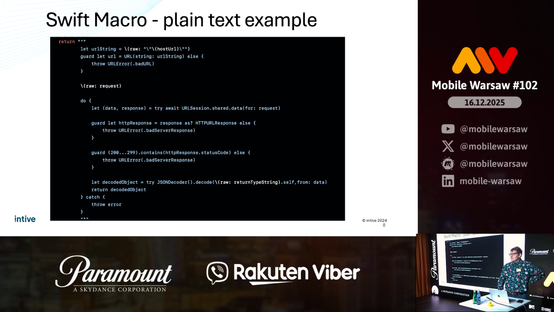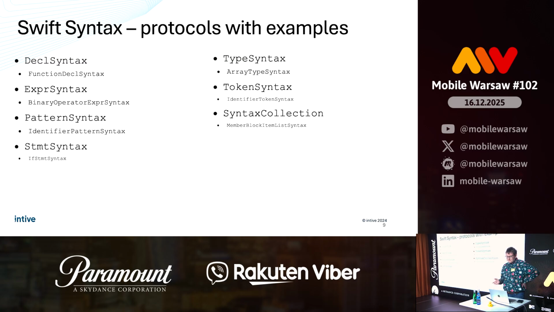Okay, but syntax, Swift syntax. All code you write in Swift could be shown as a syntax. So, for example, if you declare some variable or function, it's a declaration syntax. Of course, those big dots are protocols, and those small dots were examples of instances. There is a huge list, so I selected only a few to show you.